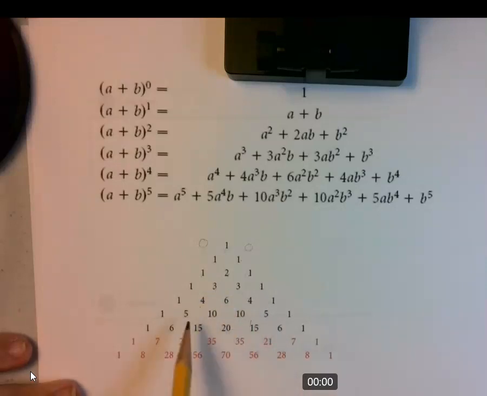I'll go one more row with you here. 1 plus 4 is 5, 4 plus 6 is 10, 4 plus 1 is 5. And you keep going like that.